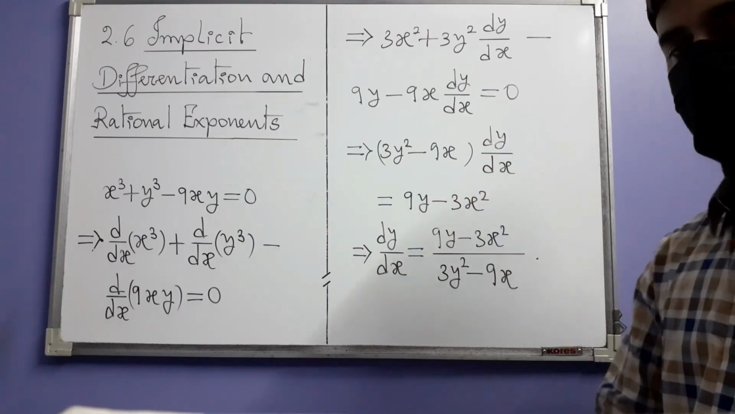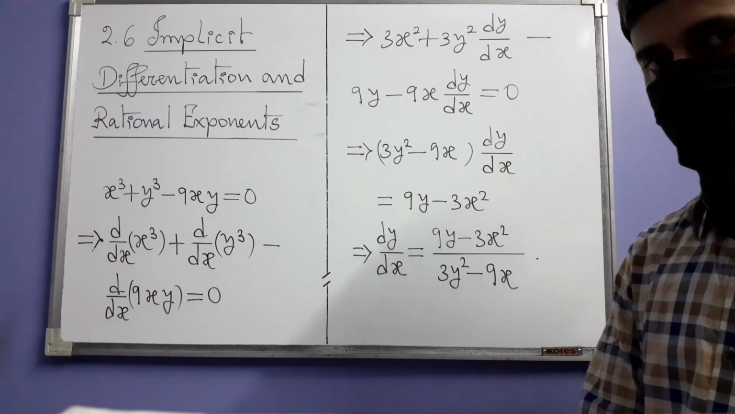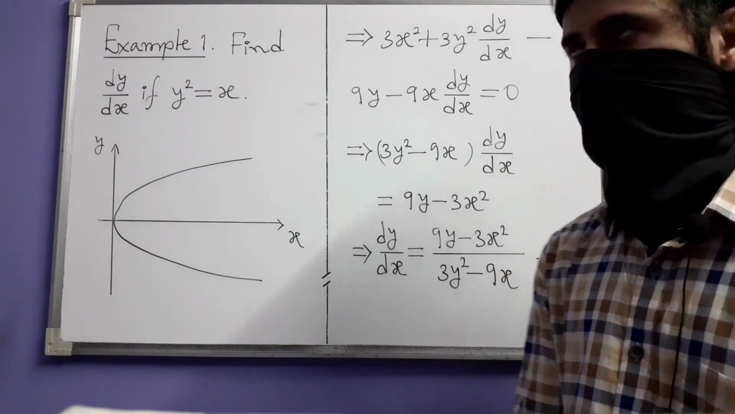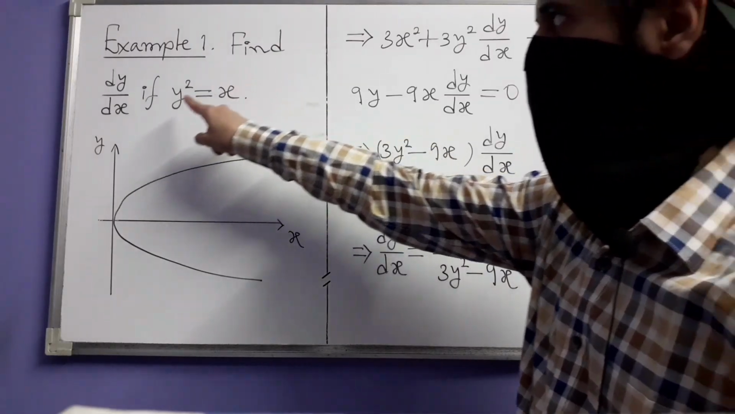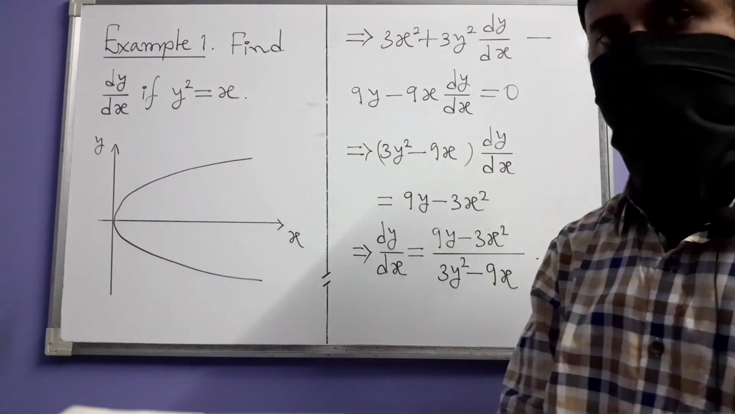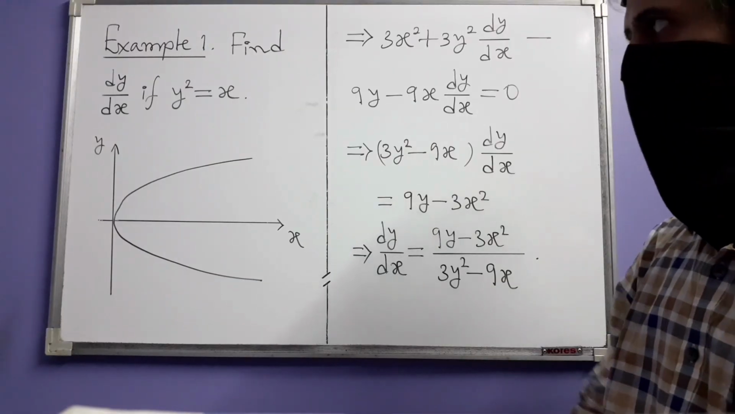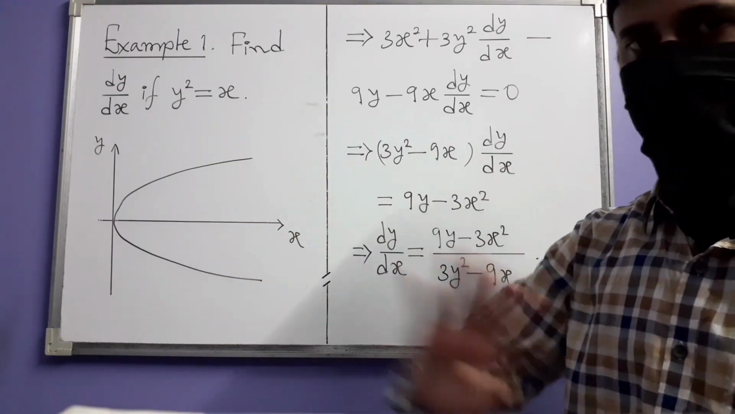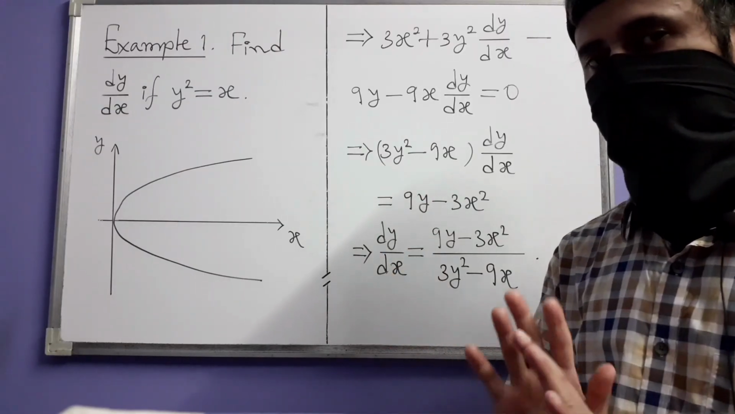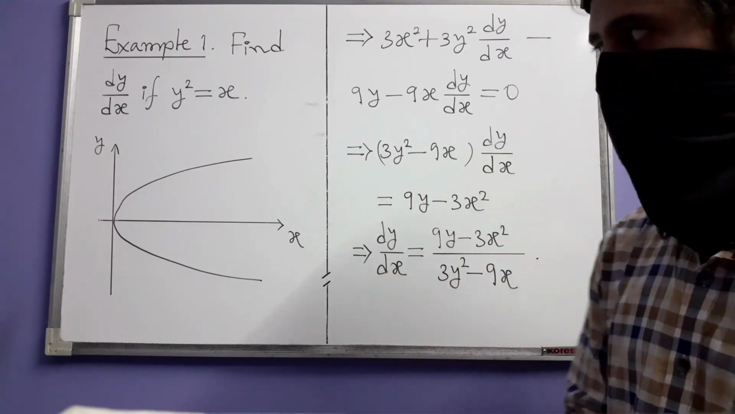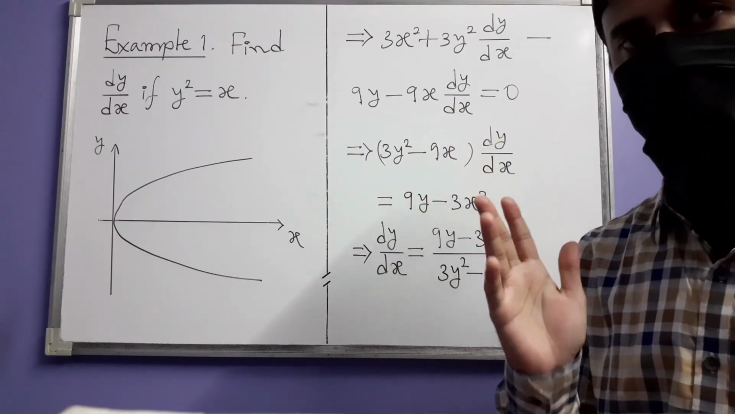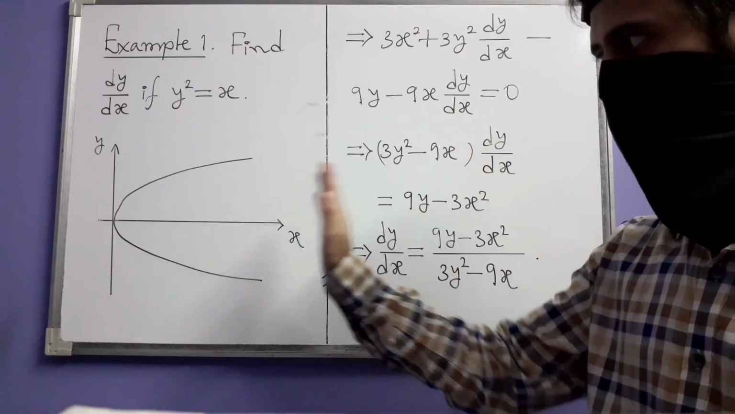Now let us see some more examples of this process. So we next have example 1, which asks us to find dy/dx from this equation, y squared equals x. Now if you draw the graph of this, you get this parabola. So this is not the graph of a single function of x. That is because this one also, like the previous one, fails the vertical line test at almost every point.